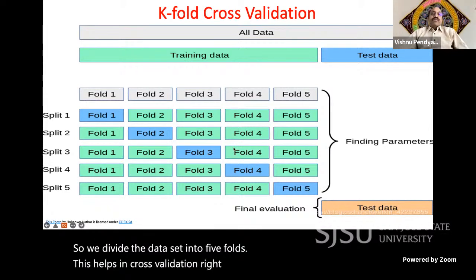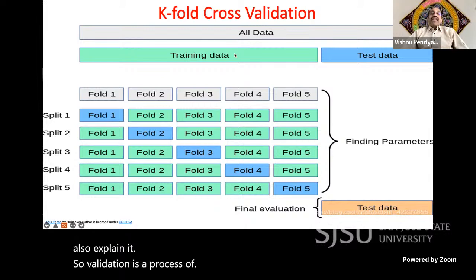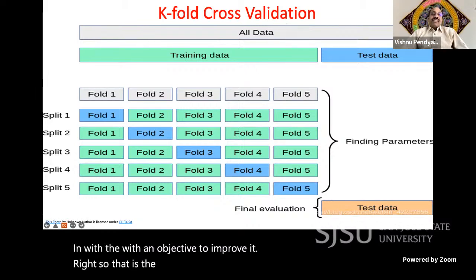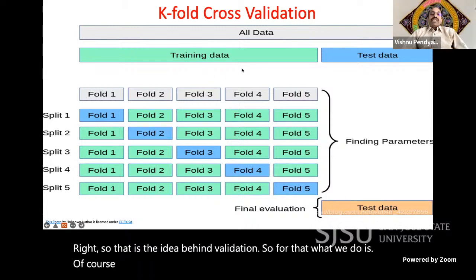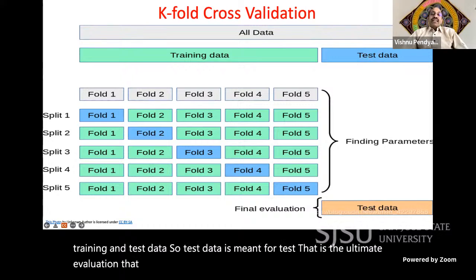Okay, now that I've used the term, let me also explain it. Validation is a process of evaluating the model with an objective to improve it, right? So that is the idea behind validation. For that, of course, like always in machine learning, we divide the data set into training and test data. Test data is meant for test. That is the ultimate evaluation, the final evaluation.